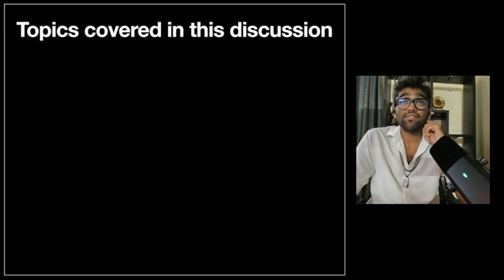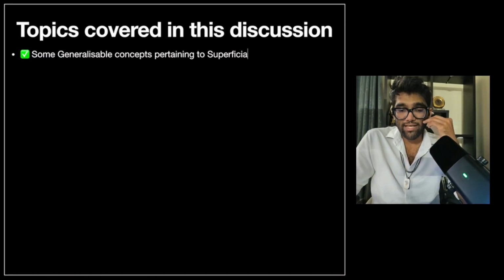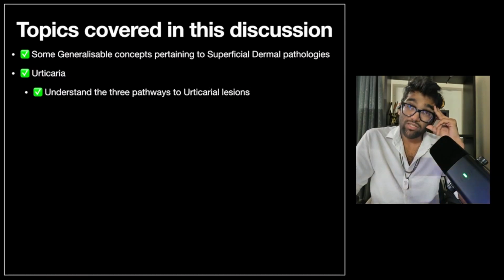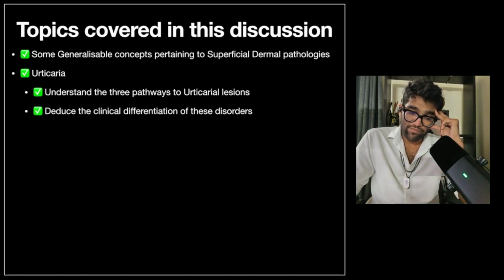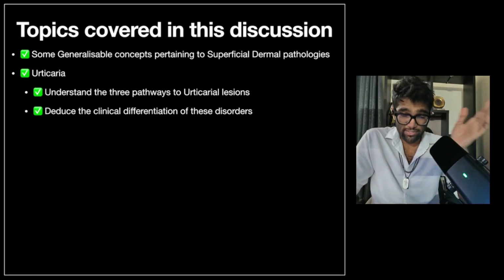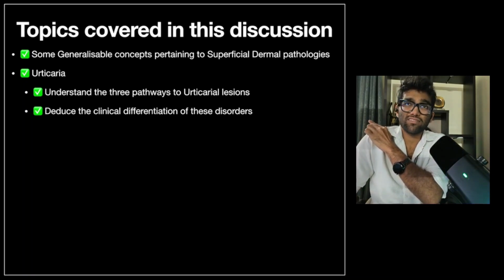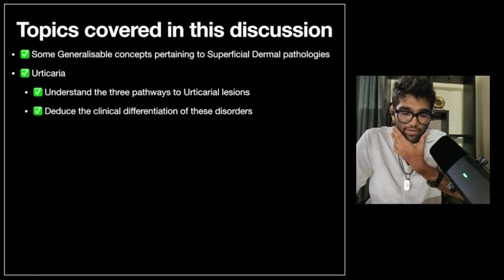Okay. So in this discussion, as of now, I have discussed some generalizable concepts pertaining to superficial dermal pathologies. I have discussed urticaria, specifically the three types of pathways that result in urticarial lesions. We've deduced how to clinically differentiate these disorders. We've already discussed the details of atopic dermatitis previously. We'll be discussing Gleich syndrome, Schnitzler syndrome, and urticarial vasculitis in subsequent videos in this series. Schnitzler will be discussed under an approach to generalized lymphadenopathy because it occurs in Waldenström macroglobulinemia.